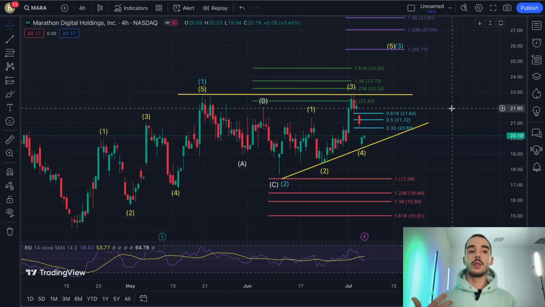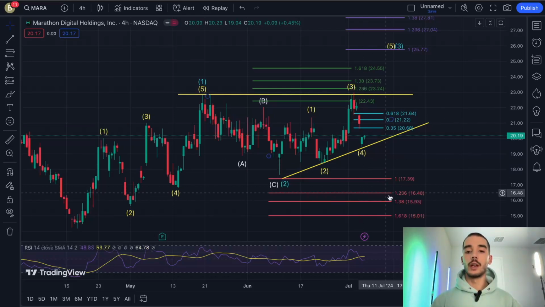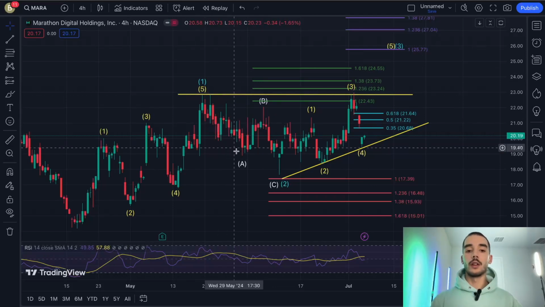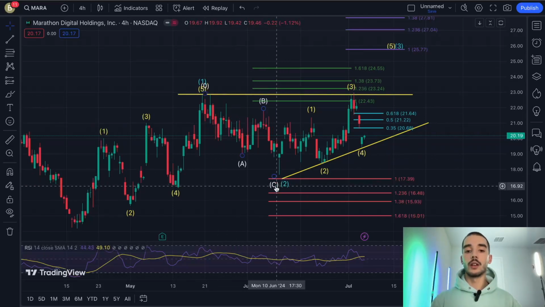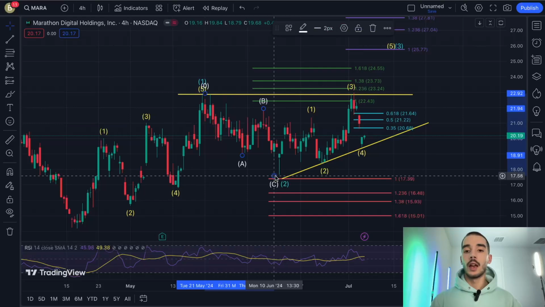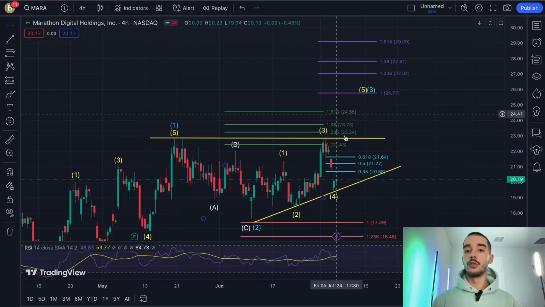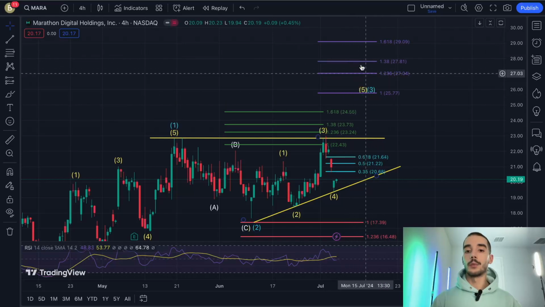So I want to talk about what the upside looks like short term, as well as what the potential invalidations could be, which could bring us down further into this red area down here. So as of right now, we have a first, second, third wave count right here, as you guys can see in white. And then we're trying to move up into the third wave, which can bring us up into this purple Fibonacci extension area over here.